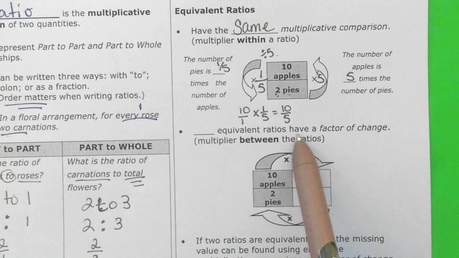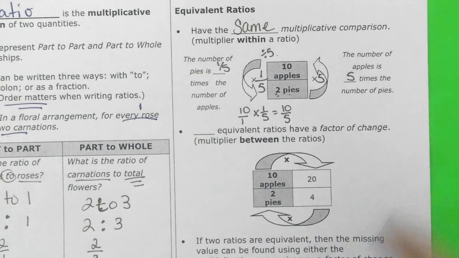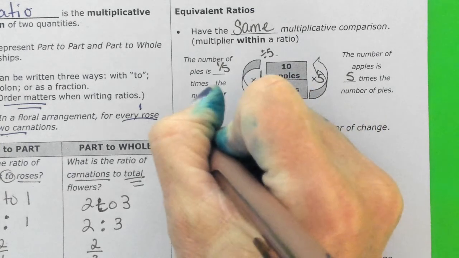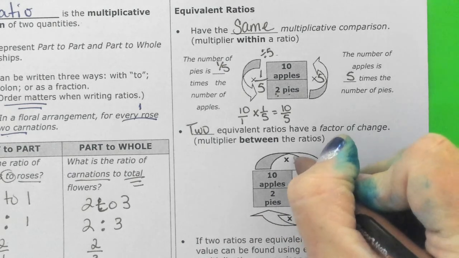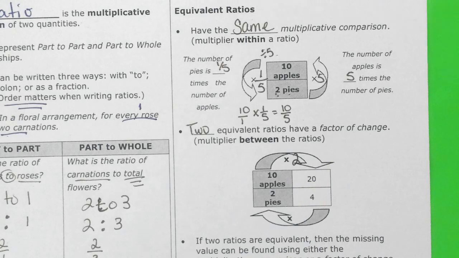Equivalent ratios have a factor of change. We're going to write the word two. Equivalent ratios have a factor of change, which means between the ratios. So like if I go from 10 apples to a new ratio of 20 apples, I got 2 times the apples there. Can you see that?